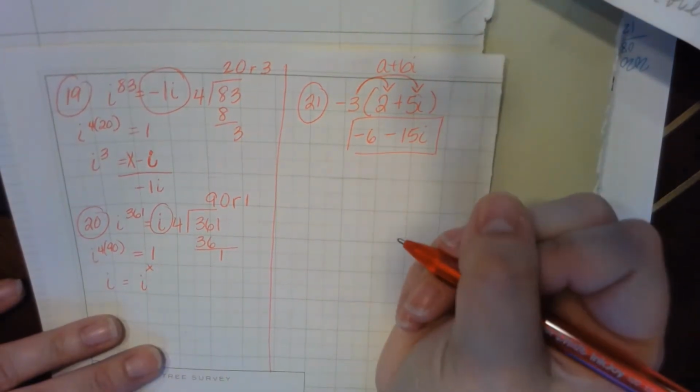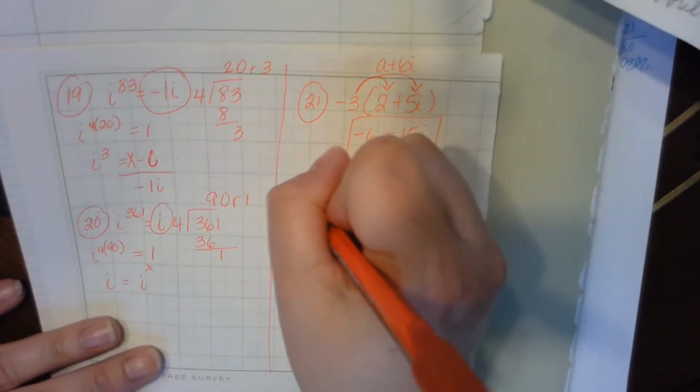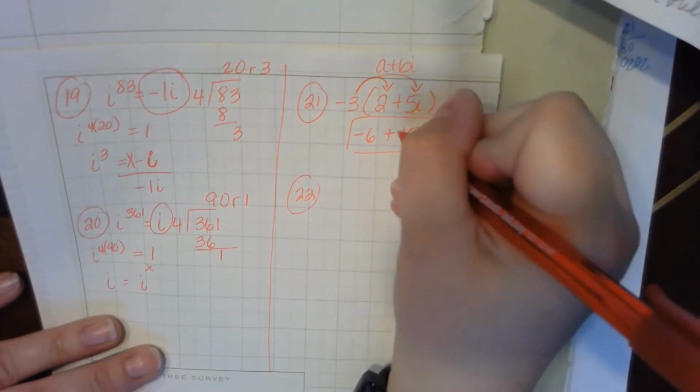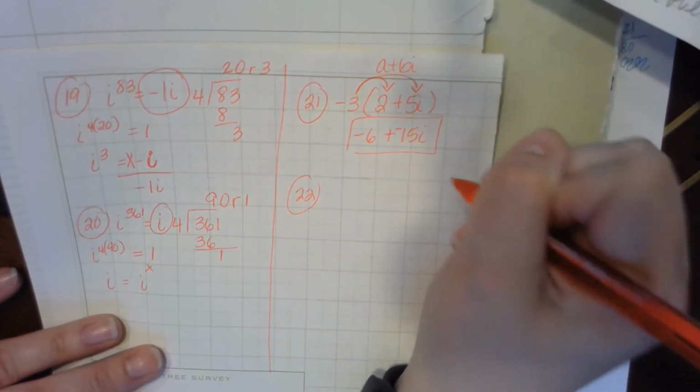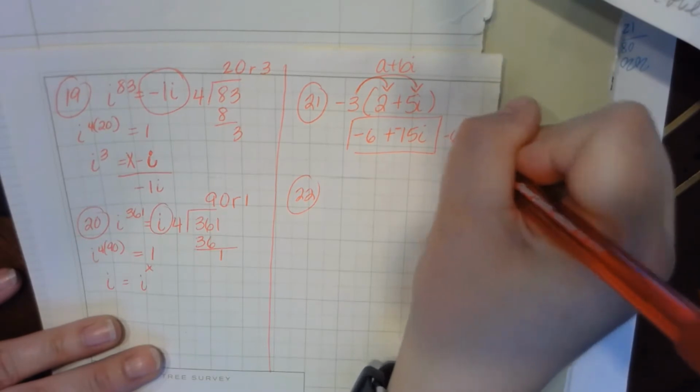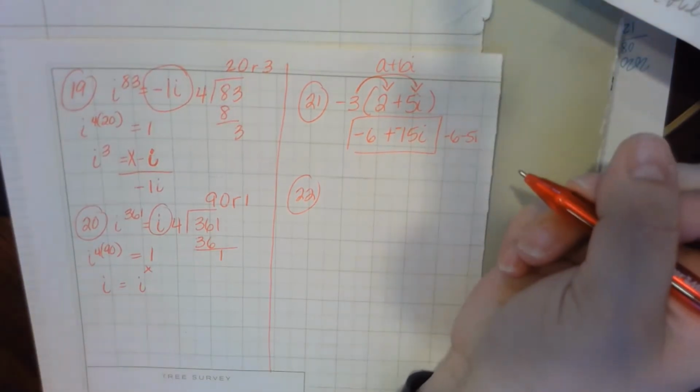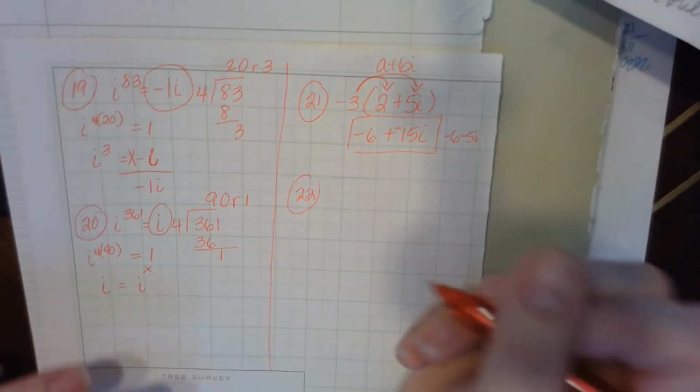All right, number 22. Well, I guess we could say plus and negative. I don't know which one. I just like -6 minus 5i. I like that one better. Simple. Okay, number 22 is 9i times 2 plus 1.